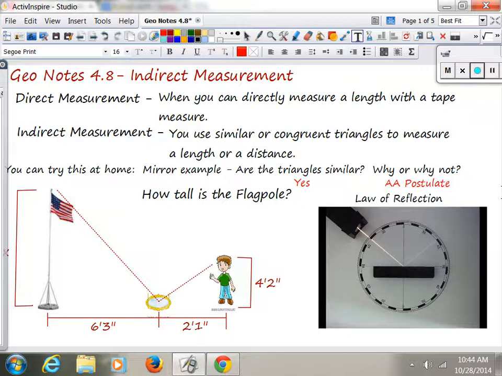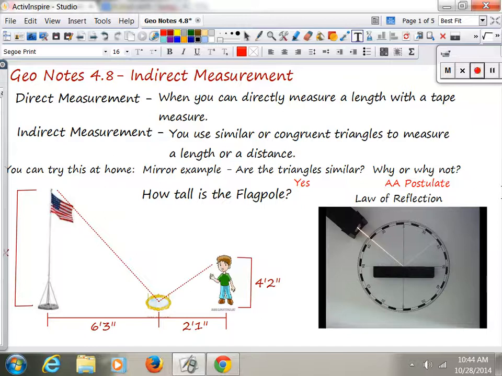So when you bring a laser in and it hits the reflection mirror, it comes off at the exact same angle. That means that these two angles next to the mirror are congruent angles. So you've got the right angles and you've got the mirror angles.